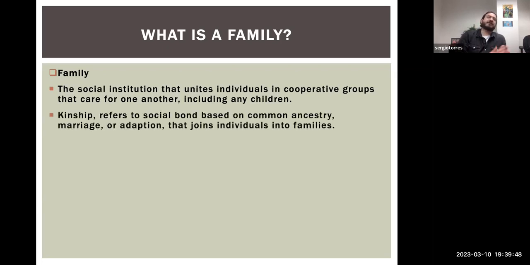Kinship refers to a social bond based on a common ancestry, marriage, or adoption that joins people into families, right? So I can marry into your family. So the kinship networks, that's what this was referring to, right? There are other ways, like families of affinity, which we'll talk about in a little bit, but this is the idea, right? We build families in this way. Okay.